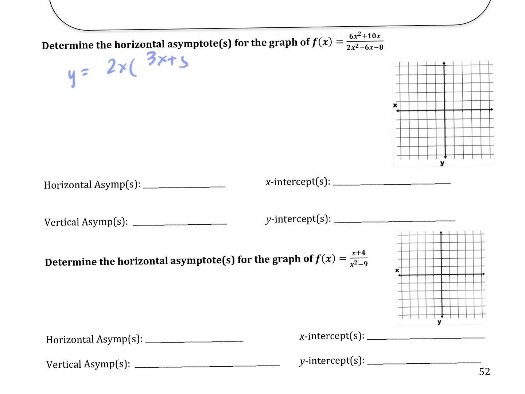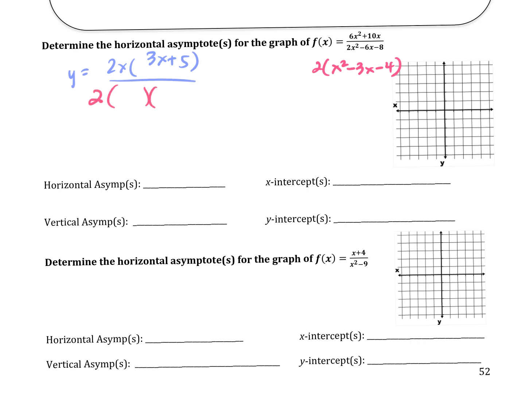3x plus 5? Okay. What about on the bottom? Can I take something out of the bottom? What's the GCF of the bottom? 2. When I take that out, do we need to keep the 2 or not? Just the 2, which is so much faster. So I'm going to bring that 2 down.